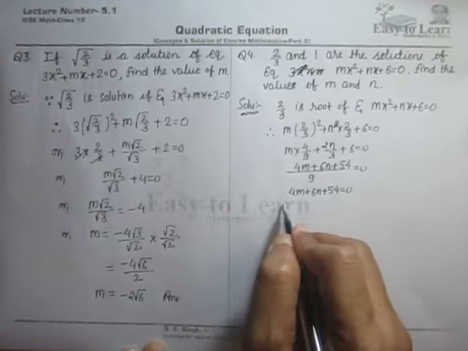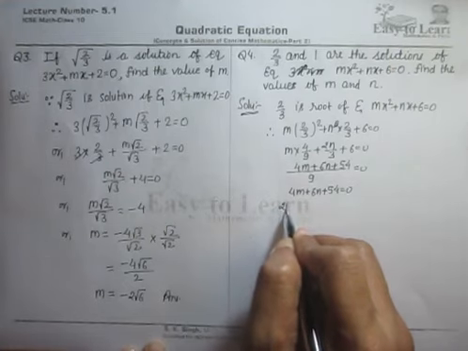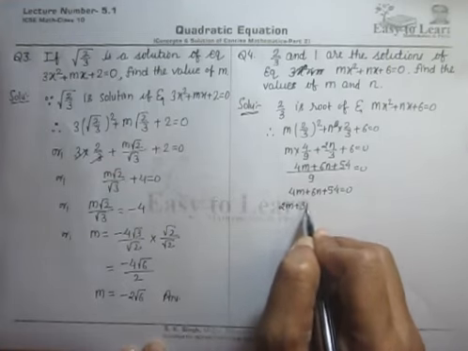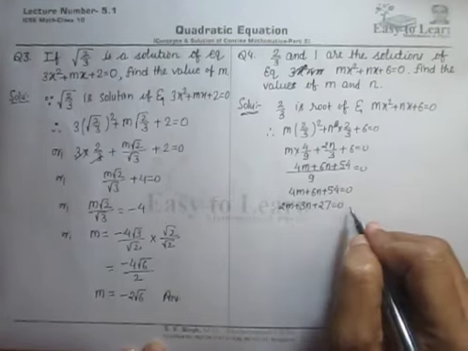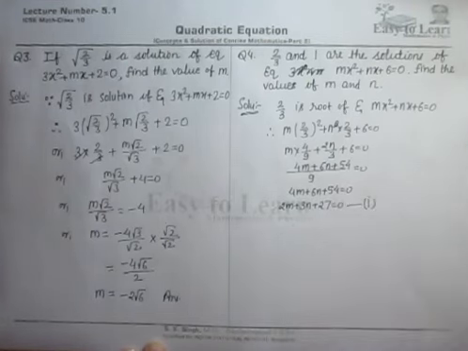So 4m + 6n + 54 = 0. Take 2 common to make it easier: 2m + 3n + 27 = 0, taking 2 common. So this is the first equation.